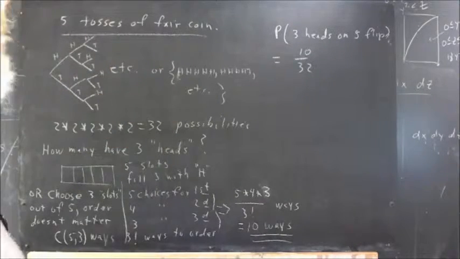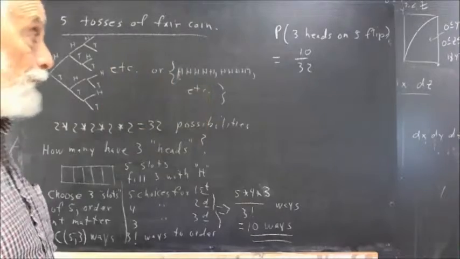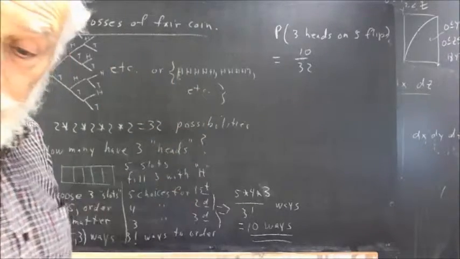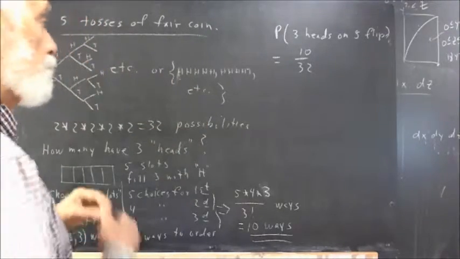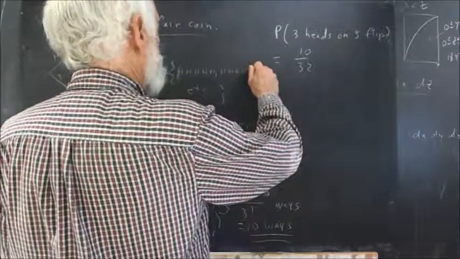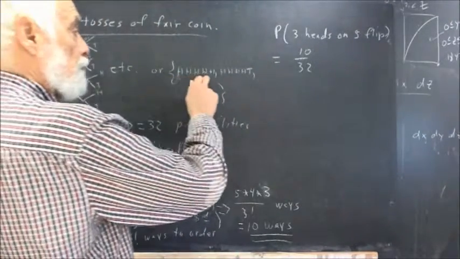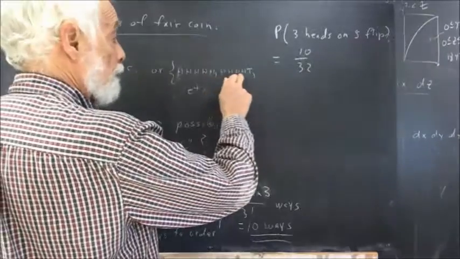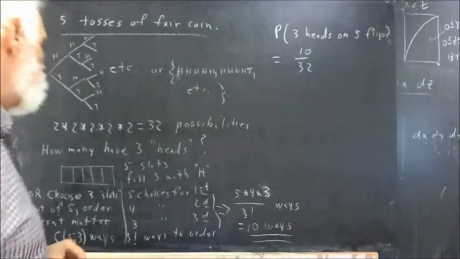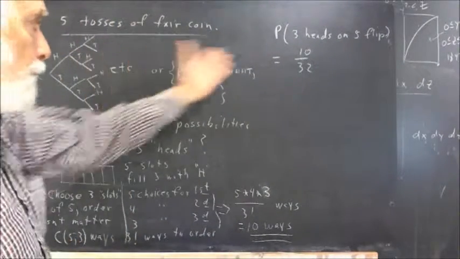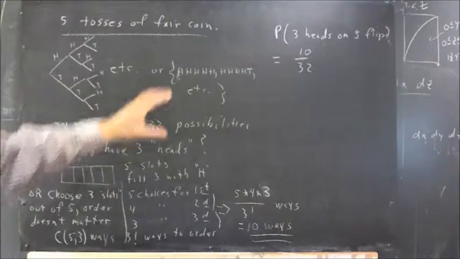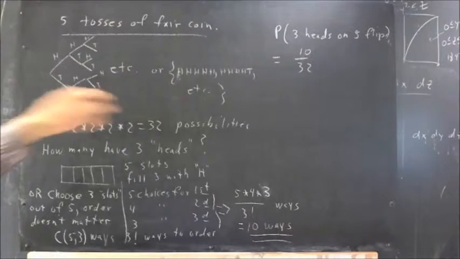We could also list the sample space. Now there'd be 32 of them, and I didn't list the entire sample space. I just began a listing. I listed heads, heads, heads, heads, heads; heads, heads, heads, heads, tails; etc. And if you keep these alphabetical and don't miss any, you'll end up with 32 outcomes.